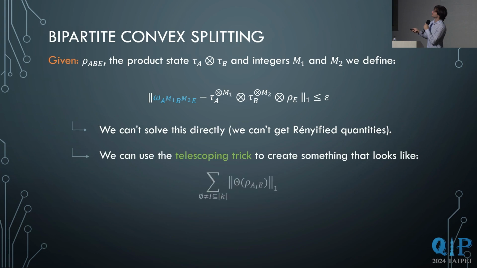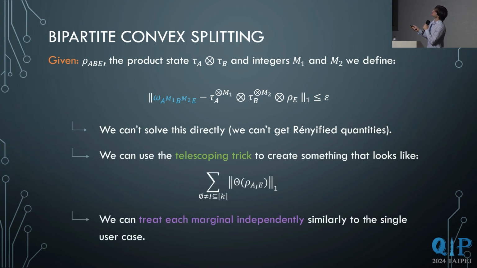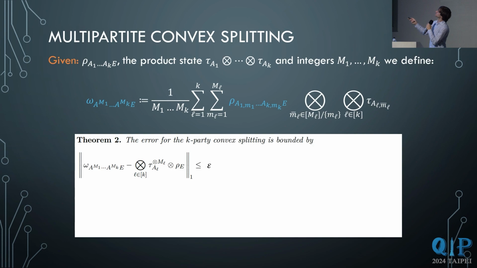So again, we just have to use the telescoping trick to get something that transforms this thing here into something that looks like a sum over all the marginals of a manipulation of our input state. And if we do this, and this can be done, we can again treat each marginal independently, similarly to the single user scenario, and we get the possibility of generalizing this to a multipartite version. The results would be the ones you will see on the screen.